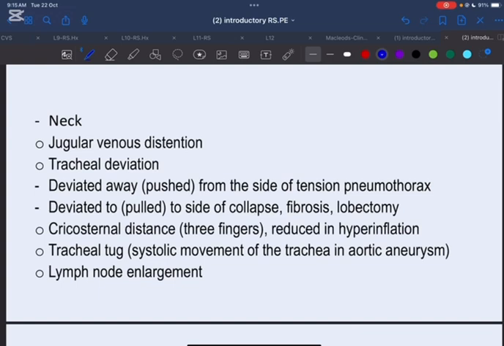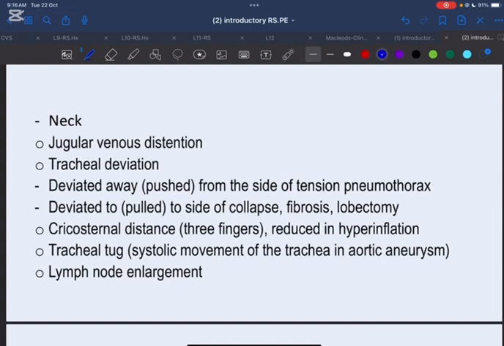If it's deviated toward the culprit area, ideally we do an X-ray with that to know what's going on. If you have a collapse, you will see that it's pulled toward the area of the collapse or fibrosis or lobectomy. Wherever there is massive volume loss, the trachea will be pulled toward it. Collapse due to mucus plug, foreign body, or cancer endobronchially, and collapse of that lobe, with loss of volume, will pull the trachea toward that side. Okay.